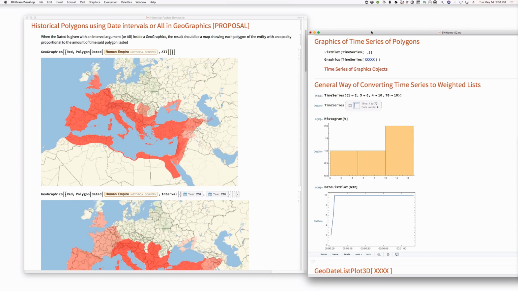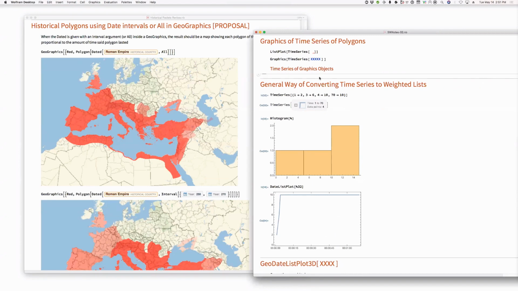Right? So how do we do that? I think we're going to need something to do that, because otherwise we're going to have this really weird singular case of the geographics situation that's different from these other ones. Right?